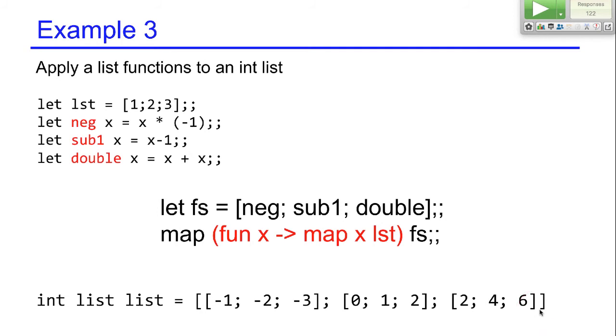That's a list of lists, right? But look at that. Just this one line, right? It takes a list and then applies each function to the list, generates a new list, and eventually puts them together as a list of lists. So this is definitely a very short and very powerful function.